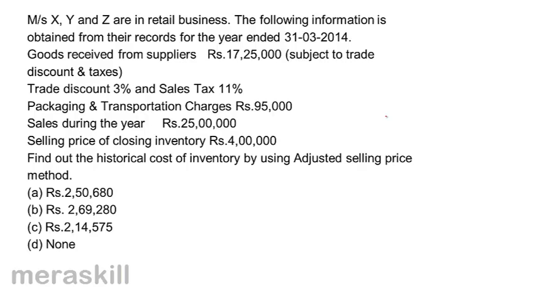Messrs. X, Y, and Z are in retail business. The following information is obtained from their records for the year ended 31/3/2014. Goods received from suppliers 17,25,000 subject to trade discount and taxes. Trade discount 3%, sales tax 11%. Packaging and transportation charges 95,000. Sales during the year 25 lakhs. Selling price of closing inventory 4 lakhs. Find out the historical cost of inventory by using the adjusted selling price method. Options: A 2,50,680, B 2,69,280, C 2,14,575, and D none.